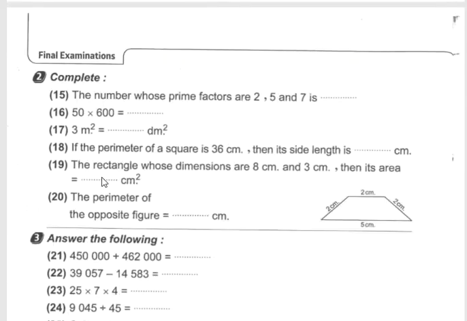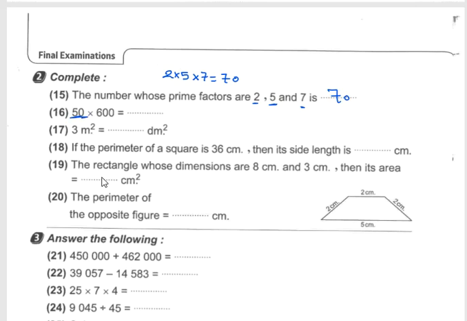The number whose prime factors are 2, 5, and 7. He said he wants the number whose prime factors are 2 and 5 and 7. 2 times 5 equals 10. 10 times 7 equals 70. So the number will be 70.